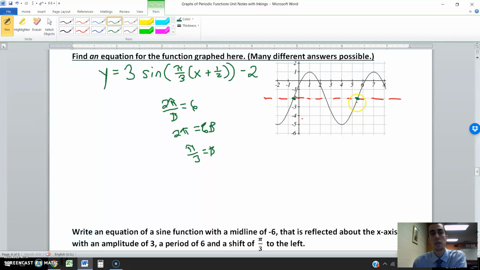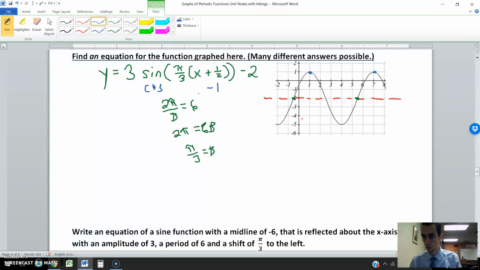Now we could think of the same graph as a cosine graph. Instead of starting here and here, put it in blue, it would start here and then go to here. We'd have to do a translation of right 1 unit instead of going left half unit. So basically all this would be the same, except this would be a cosine here, and this would be a minus 1 there.